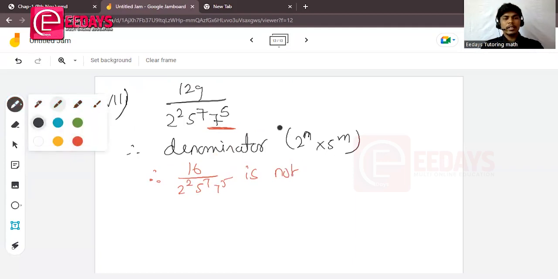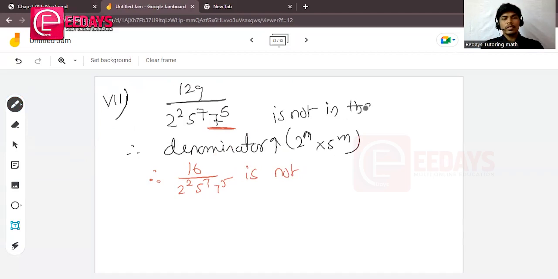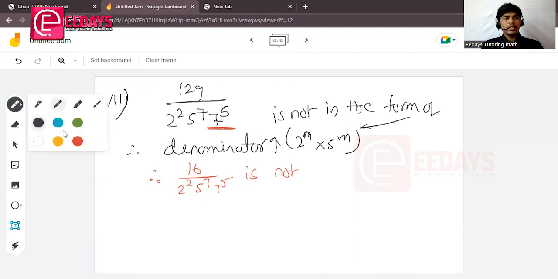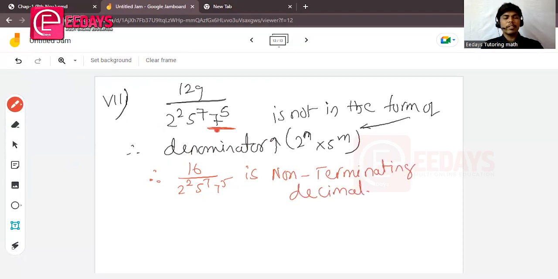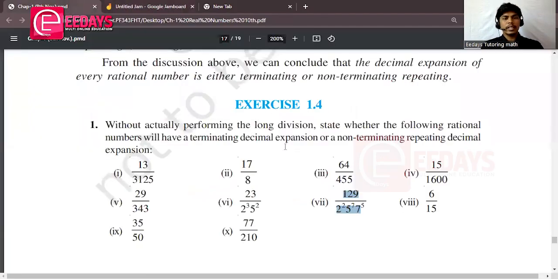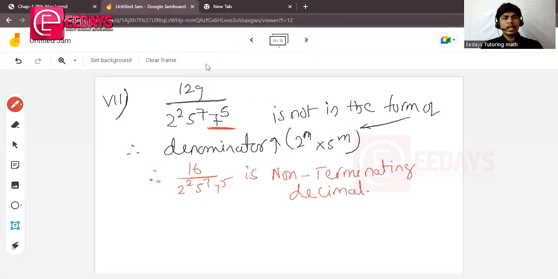The denominator here is not in the form of 2 power n into 5 power m. So this question is a non-terminating decimal. Why? Because 7 is one of the factors already added here. That's why this is not terminating. Then again, you can do the remaining things, guys.